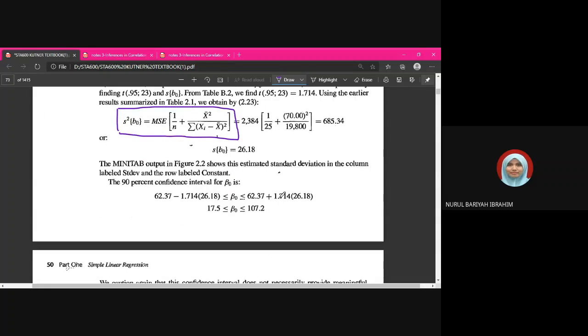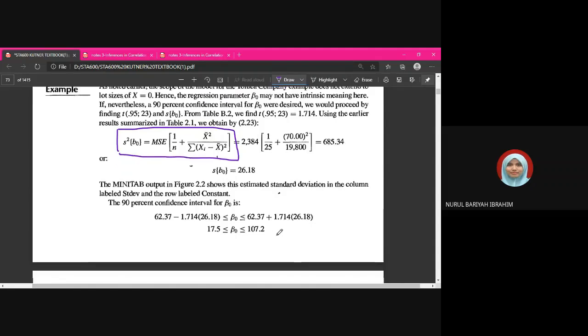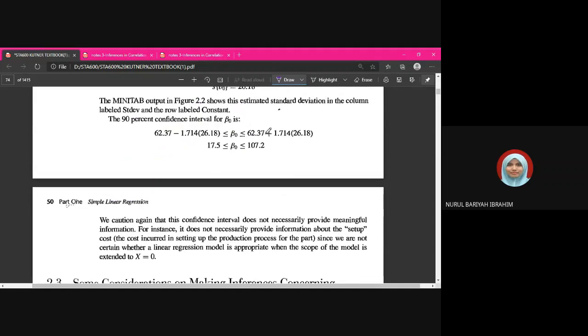And also, you also can find the value of the standard deviation for the slope tadi. Boleh gunakan output. Kalau ada output, you boleh ambil. You can get the value of the standard deviation for beta naught in the output attached. So just apply the formula, then you will get this value of this interval, confidence interval for beta naught.